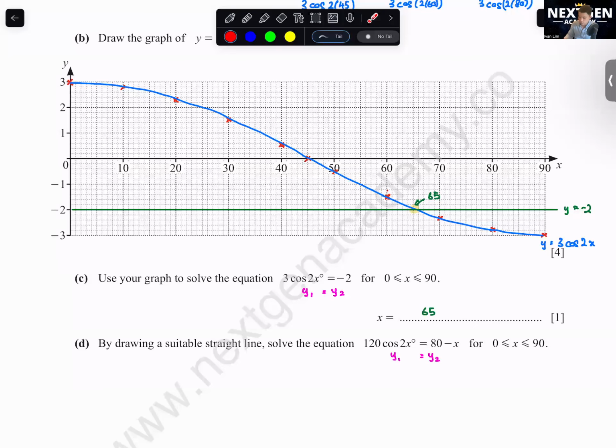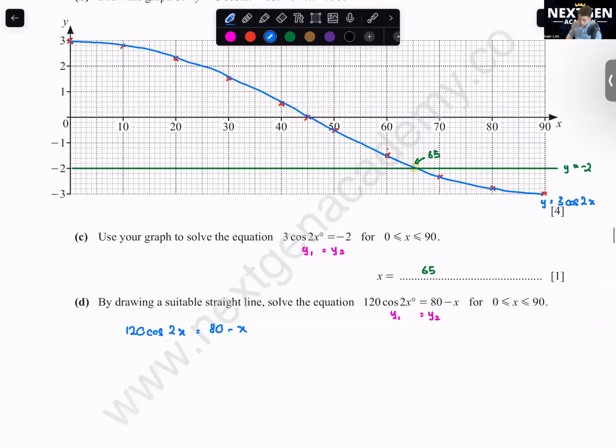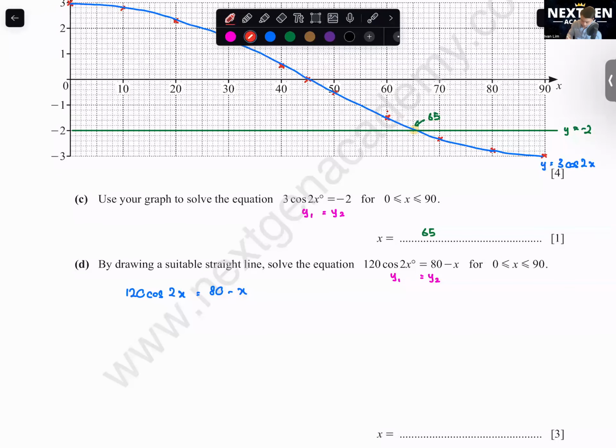So what do I need to do for this type of question? The first step, write this down first: 120 cos 2x equals 80 minus x. The first step is to make the left-hand side the same as the equation of the graph that was drawn.